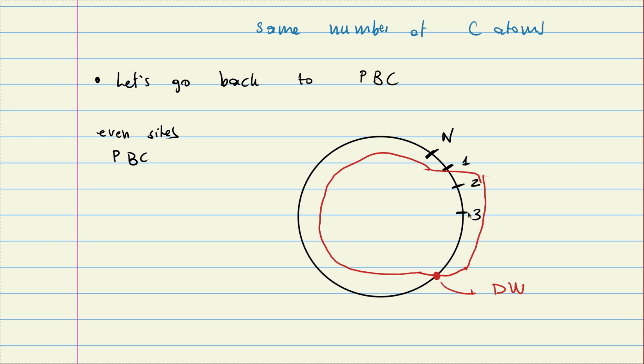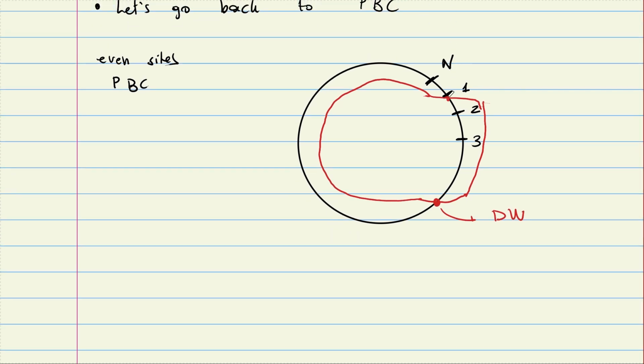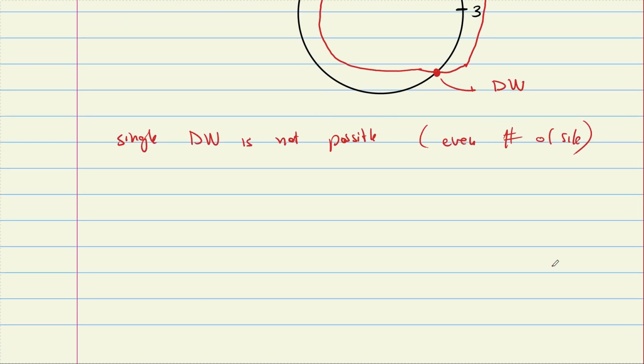So the message is, a single domain wall is not possible with an even number of sides. You have to have 2 domain walls. So let's see how this plays out in the tight binding model.